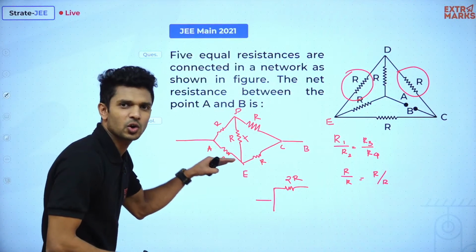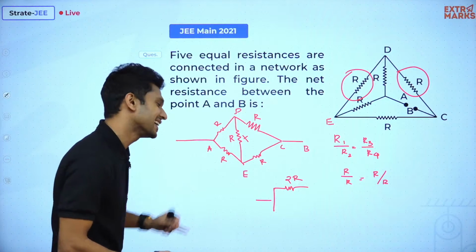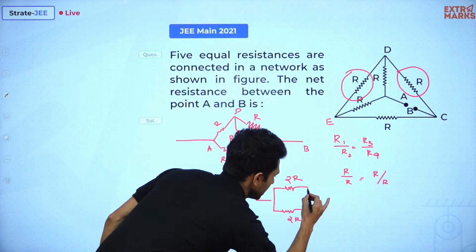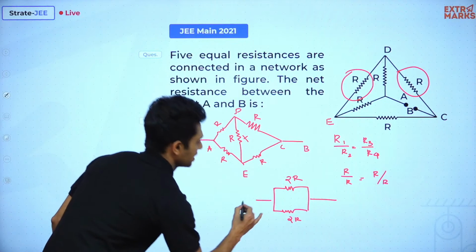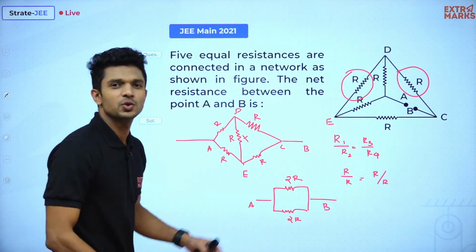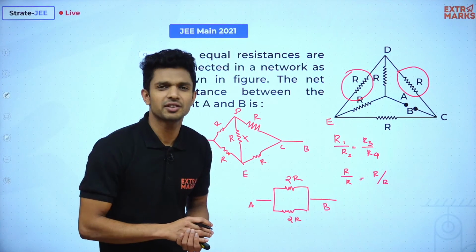Similarly, add this R and this R: R plus R is 2R. So this is 2R, and connected like this. This is the point A and this is the point B. Now tell me, 2R and 2R in parallel. What is the equivalent value of resistance?